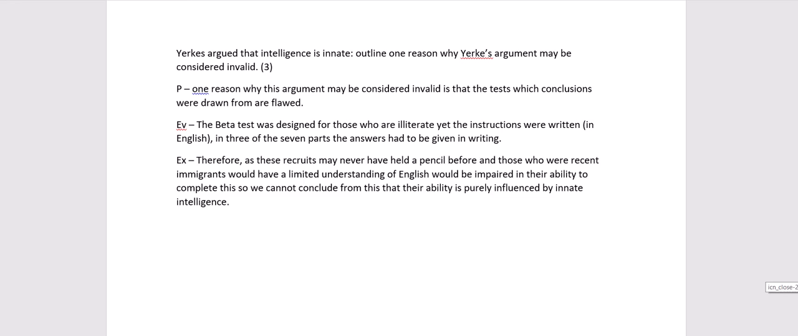And then finally, I've just concluded and explained. Here I have brought it back to the question in my explanation because I've said that, as these recruits may have never held a pencil before, and those who were recent immigrants would have a limited understanding of English, they would be impaired in their ability to complete this. So we cannot conclude from this that their ability is purely influenced by innate intelligence. Okay, so I've given a reason why it can be considered invalid that he's made this conclusion. Then I've given some evidence, and then I've explained how that makes this argument less valid or invalid.